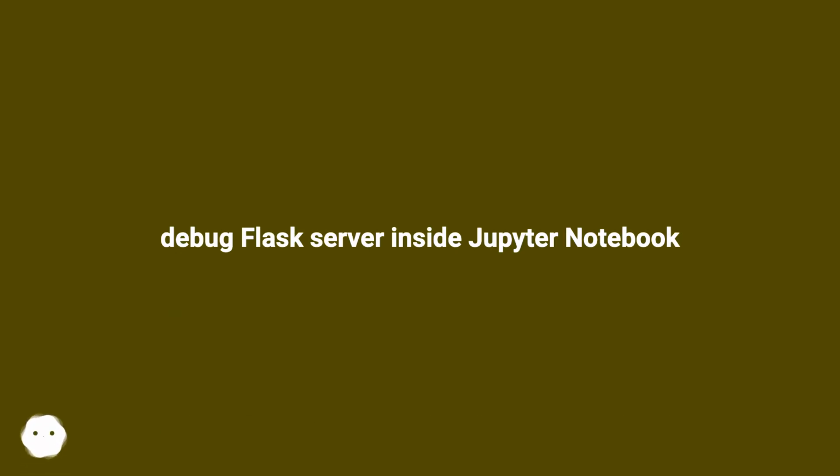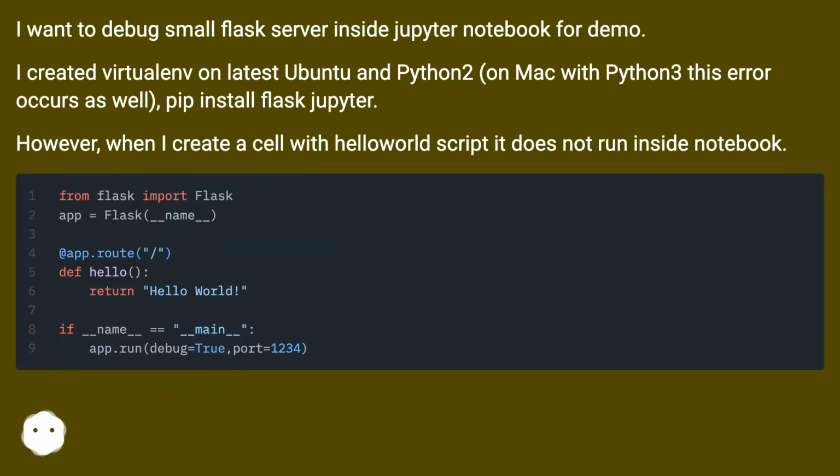Debug Flask server inside Jupyter Notebook. I want to debug a small Flask server inside Jupyter Notebook for a demo. I created a virtualenv on the latest Ubuntu with Python 2; on Mac with Python 3 this error occurs as well. I ran pip install Flask Jupyter. However, when I create a cell with a Hello World script, it does not run inside the Notebook.